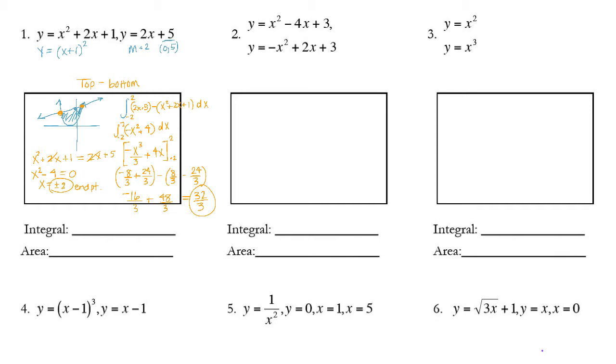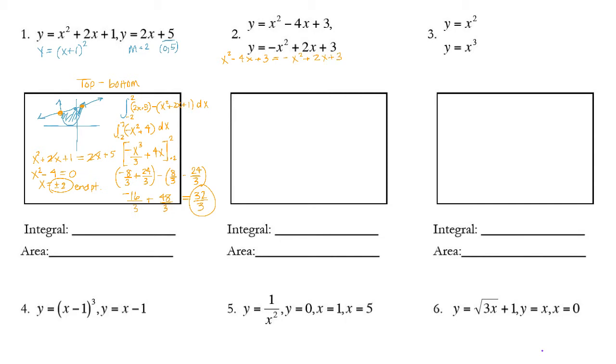And so I would go through, let's see if we can find their endpoints first. So we would set these equal to each other. So let's see, what are we going to get? We have x squared minus 4x plus 3, and that's going to be equal to negative x squared plus 2x plus 3.